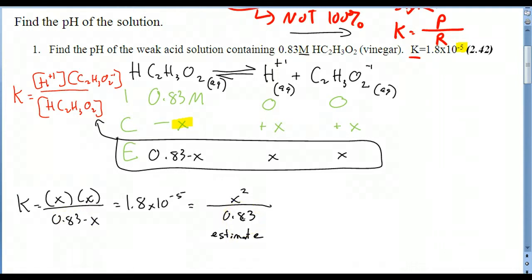And you have to validate that. So how small is too small? How big is too big? At the very end, you would show that the X was less than 5%. 5% is relatively arbitrary, but is still a very small number. And so we can show at the very end that 0.83 minus X is still approximately 0.83. So now the algebra becomes a lot simpler.